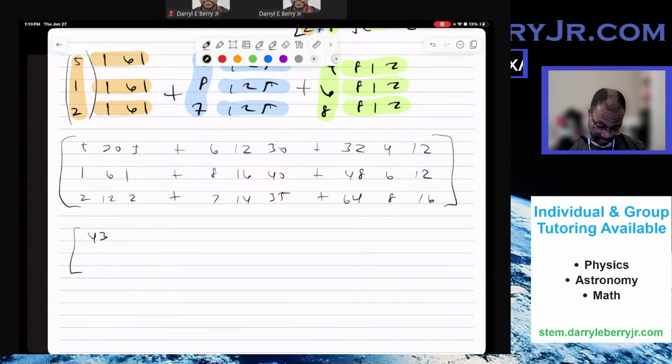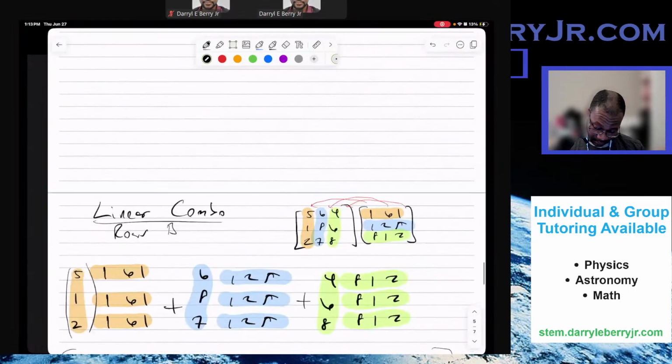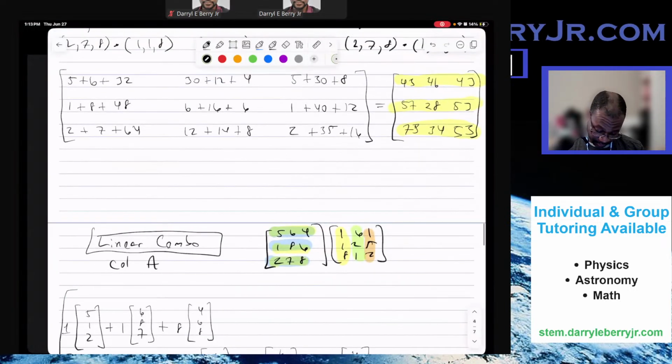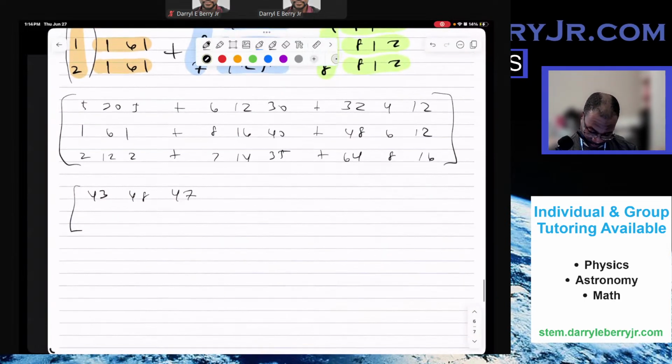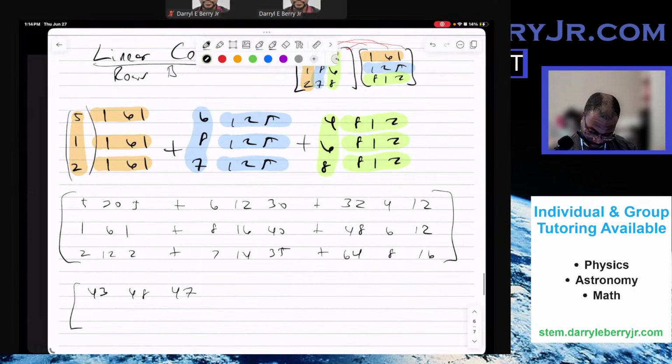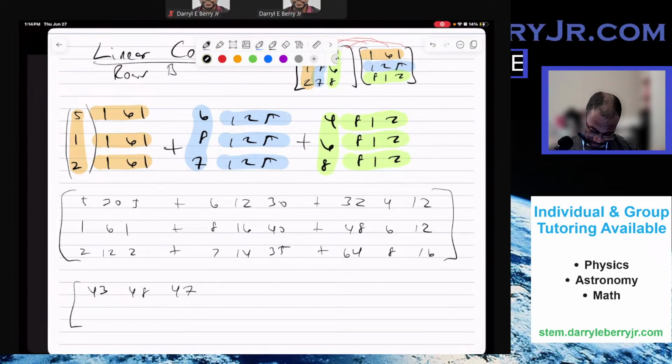All right, now we're in business. 43, 48, 47. That should be 43. So I did another math mistake there. Oh, how did I get 12 out of that? I was looking at the second line. I did the same thing on that part.